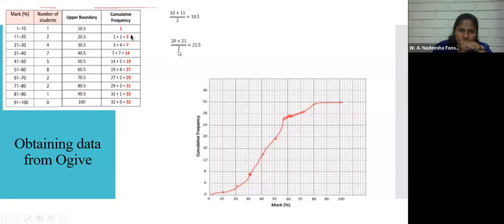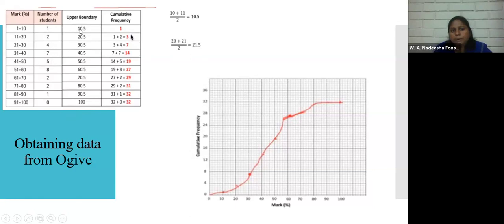This is how the limits are taken. So the cumulative frequency: the lowest class frequency is 1, then 1 plus 2 is 3, 3 plus 4 is 7, 7 plus 7 is 14, 14 plus 5 is 19, 19 plus 8 is 27. Like that, cumulative frequency is considered there.